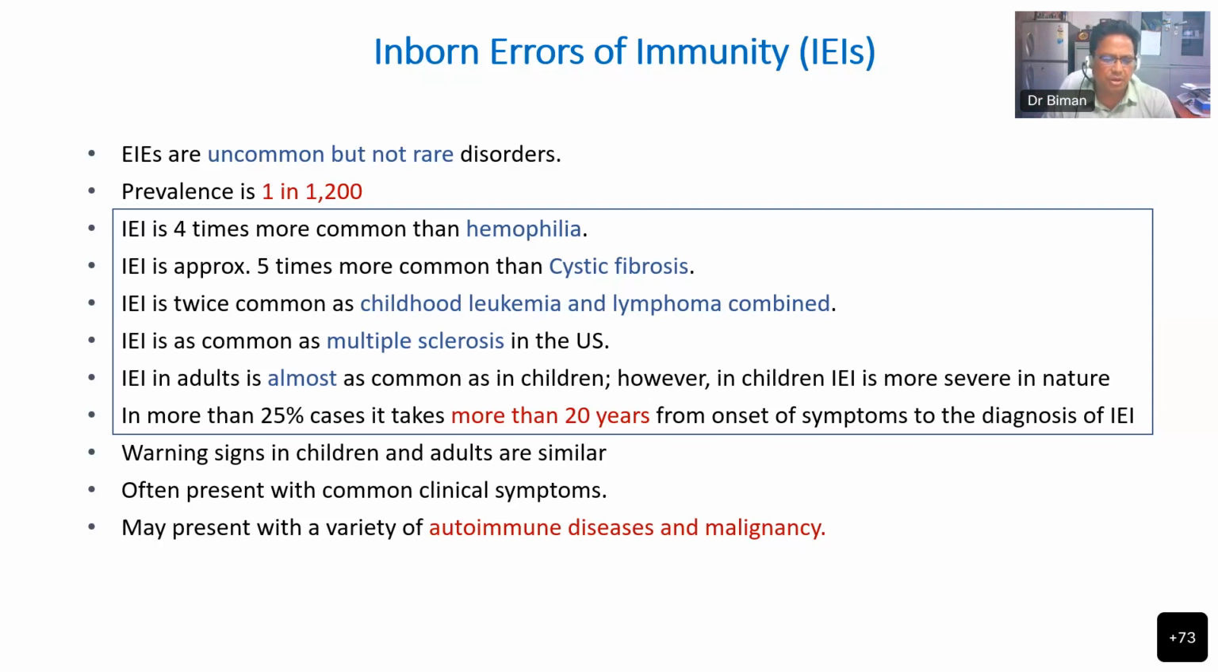That's very important. When we talk of immunodeficiency, we generally think of infections, but we have to also keep in mind that many of these patients can also present with autoimmune diseases and malignancies as well. So infections, autoimmunity, and malignancy, all three components can be presenting features of these disorders.